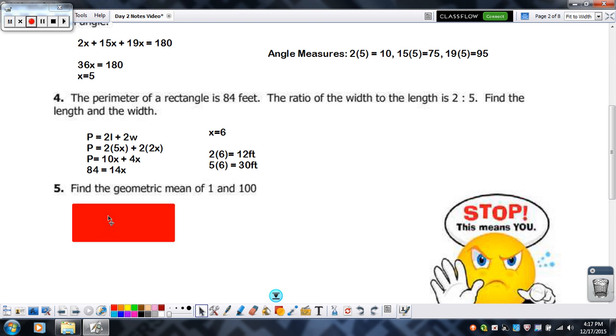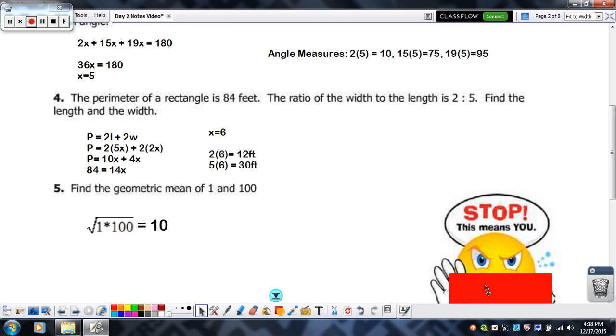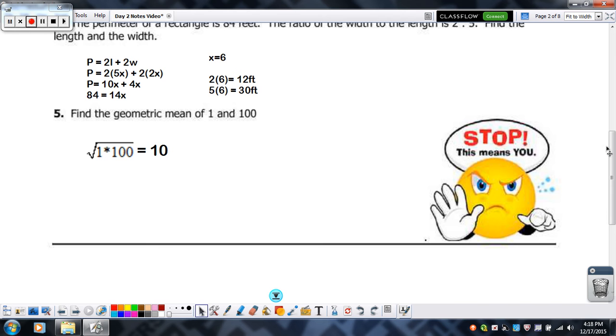Lastly, find the geometric mean of 1 and 100. I'm going to multiply 1 and 100, put them under the square root, and then take the square root, and we get 10. If you have any questions on the warm-up, be sure to ask your teacher or write it on a sticky note.